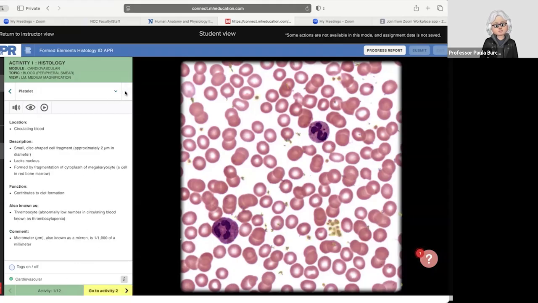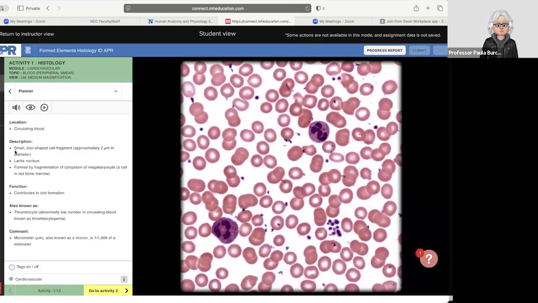Let's move on to the third one on our list here, and those are the platelets. So again, remember I said these are the little specks. Let's remove the highlight. That was the highlighted platelets, and there you can see them more clearly here.